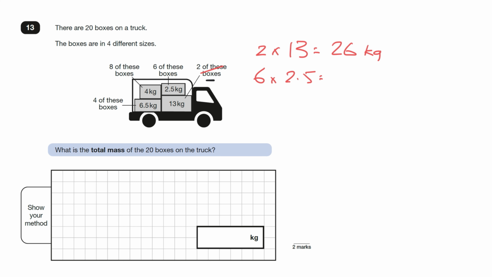Okay, so 6 times 2 is going to be 12. Add 6 times 0.5, which is going to be 3. So that's going to be 15 kilograms. So I've done that one. And again, I would be actively crossing these off so I don't get mixed up.